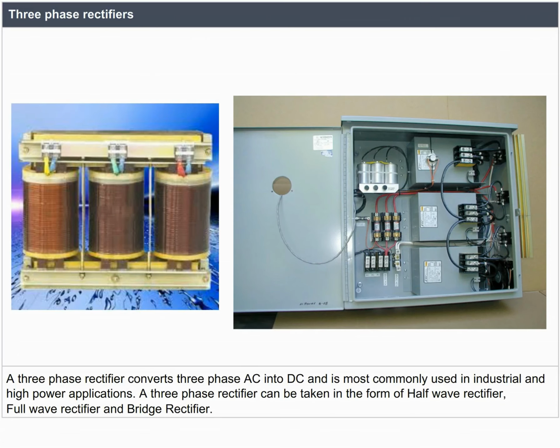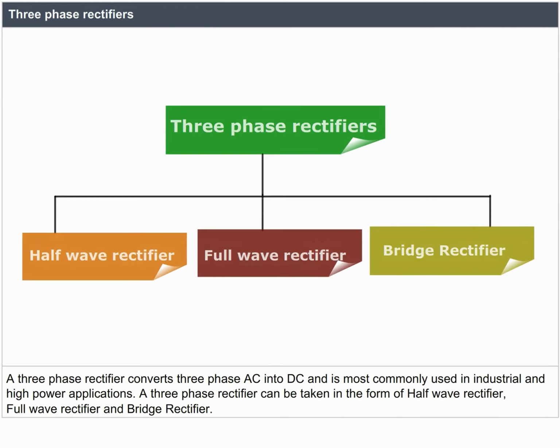Three-phase rectifiers. A three-phase rectifier converts three-phase AC into DC and is most commonly used in industrial and high-power applications. A three-phase rectifier can be taken in the form of half-wave rectifier, full-wave rectifier, and bridge rectifier.